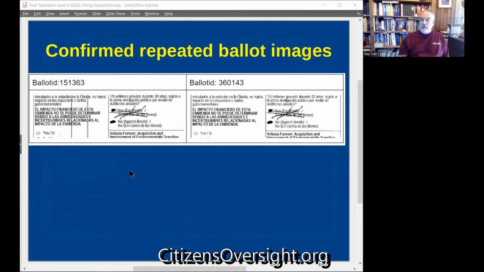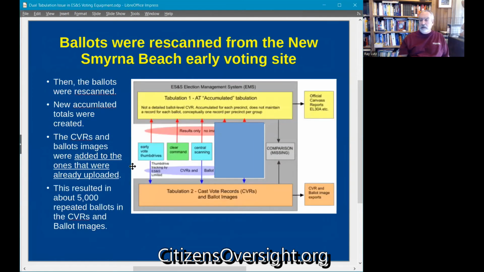So now, going back here, we had the central scanning scan those ballots, and then the ones from that first drive were scanned again. I think we got more images and more cast vote records for those ballots that came in off of that first thumb drive and were not cleared by this clear command.